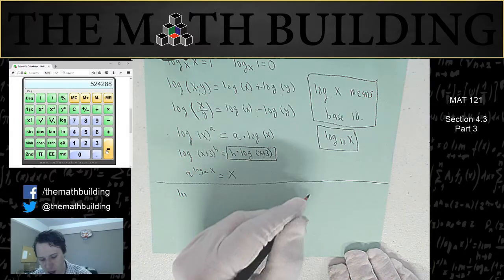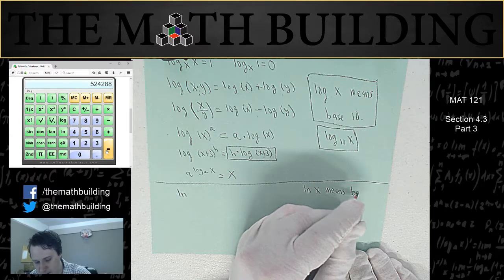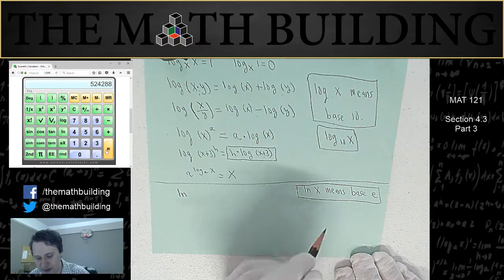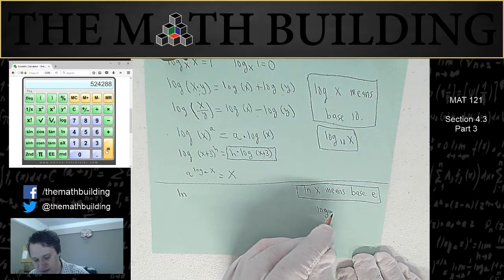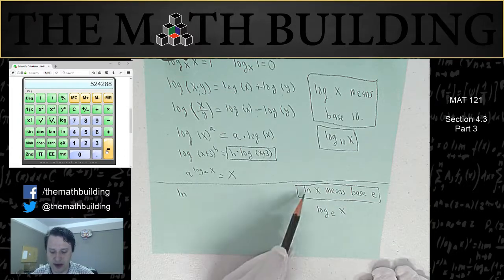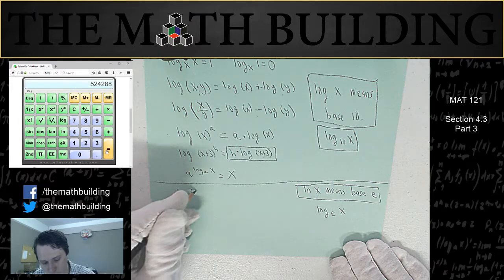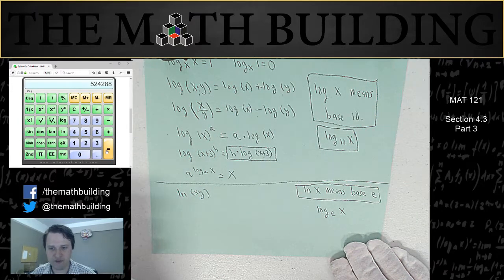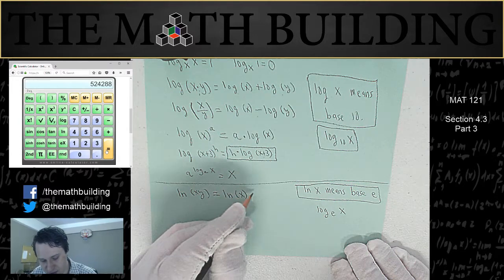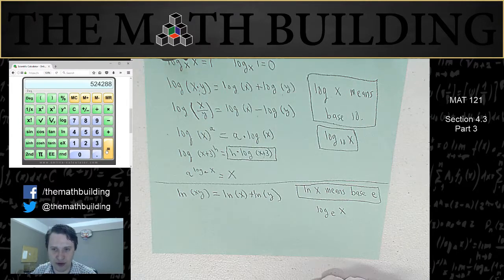Remember that the natural log, when you see that, means base e. So when you see ln of x, that means log base e of x. But we would never write that, we would only write natural log. The rules we just saw are parallel for natural logs. So if I have ln of xy, this is equal to ln of x plus ln of y. It's pretty much the same as the rule we had earlier.